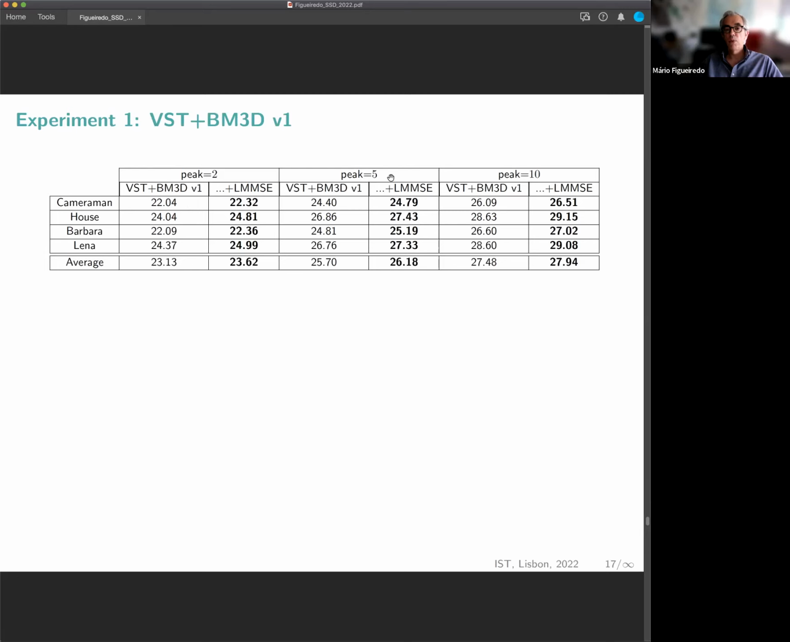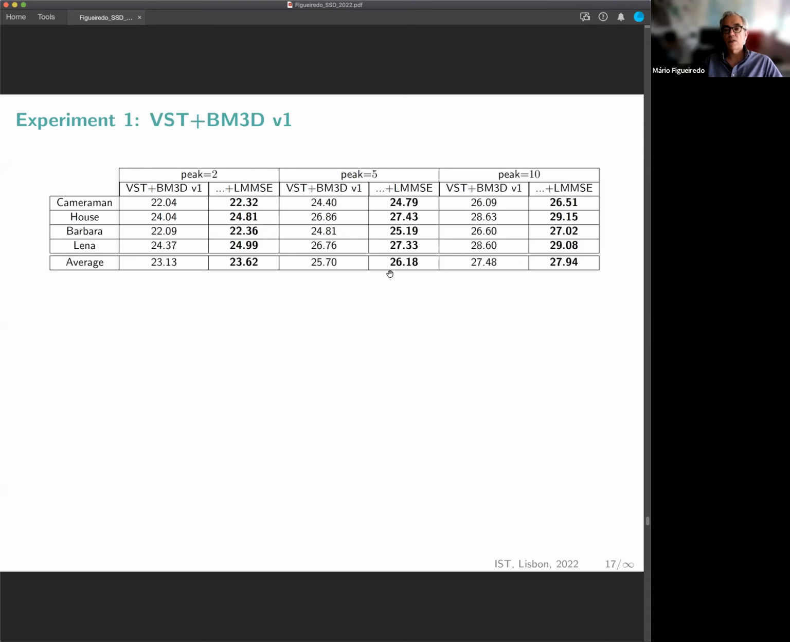So this is for peak 2, peak 5, and peak 10. So peak 2 is a quite noisy image. It's very low counts. And this is the VST, so variance stabilization, plus BM3D. And this is the signal to noise ratio. And what we see is that you take the signal to noise ratio produced by the original method, you apply the LMMSE filter, and you improve the SNR by around 0.3 to 0.6, around this quantity, so around half a dB.